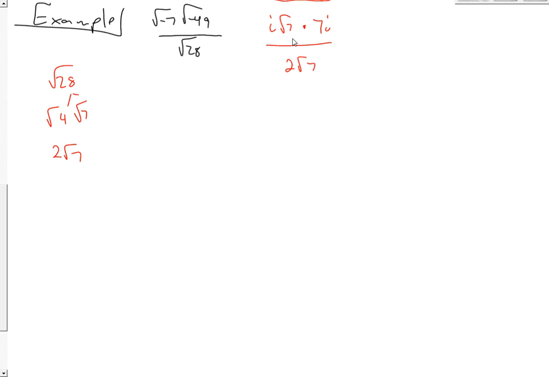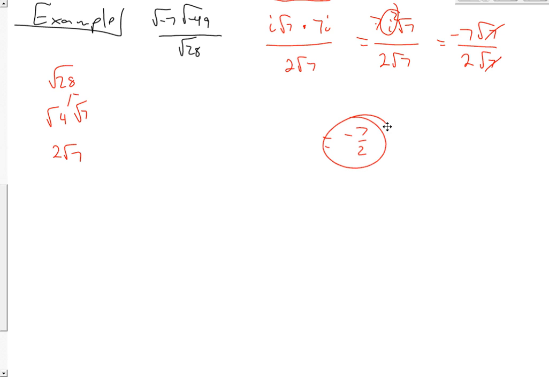In the numerator, I could multiply this through, and I get 7 times i squared times the square root of 7 over 2 times the square root of 7. Since i squared is negative 1, that's 7 times negative 1, which is negative 7 times the square root of 7 over 2 times the square root of 7. And now I could look to cancel any common factors, and the square root of 7 gets canceled. So I get negative 7 halves for my answer. And that's it.